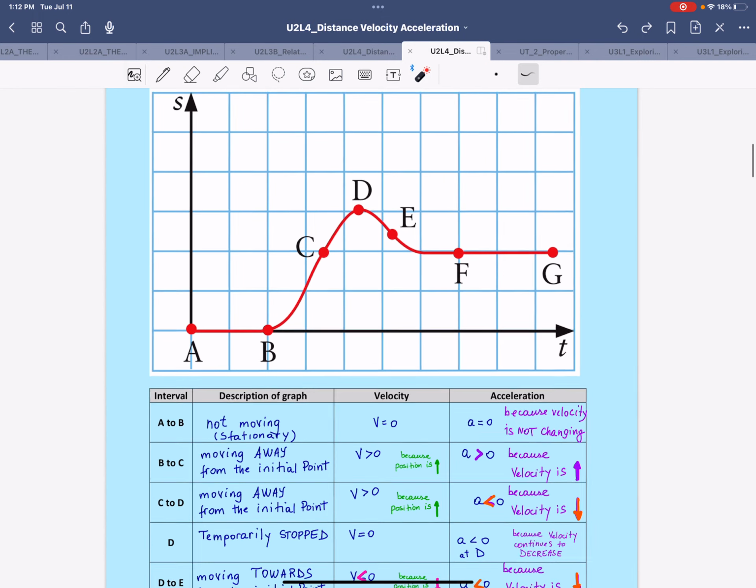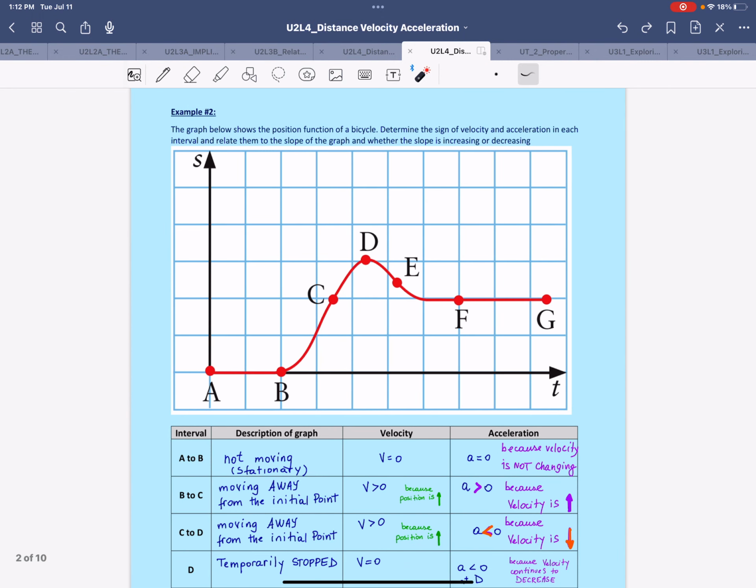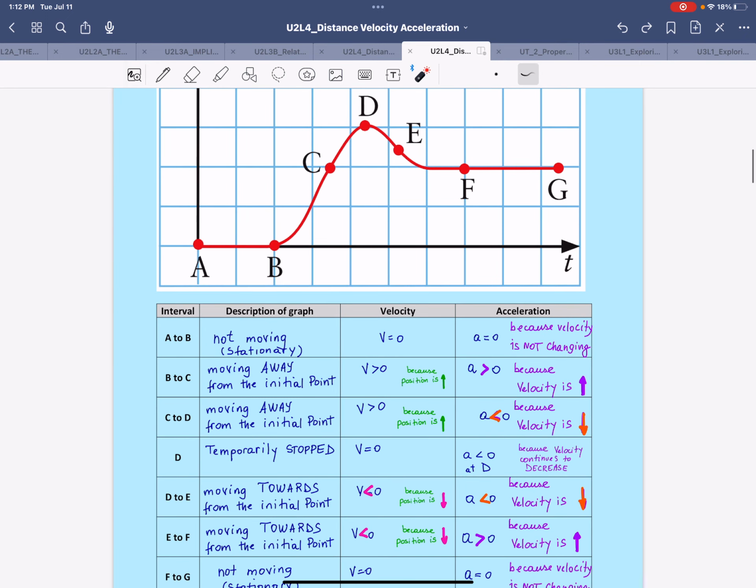So I hope this made sense, and I hope that this shed some light on understanding how position, velocity, and acceleration are connected to each other, and that it helped you visualize how the motion of an object can happen, and how to interpret negative and positive values of velocity and acceleration.